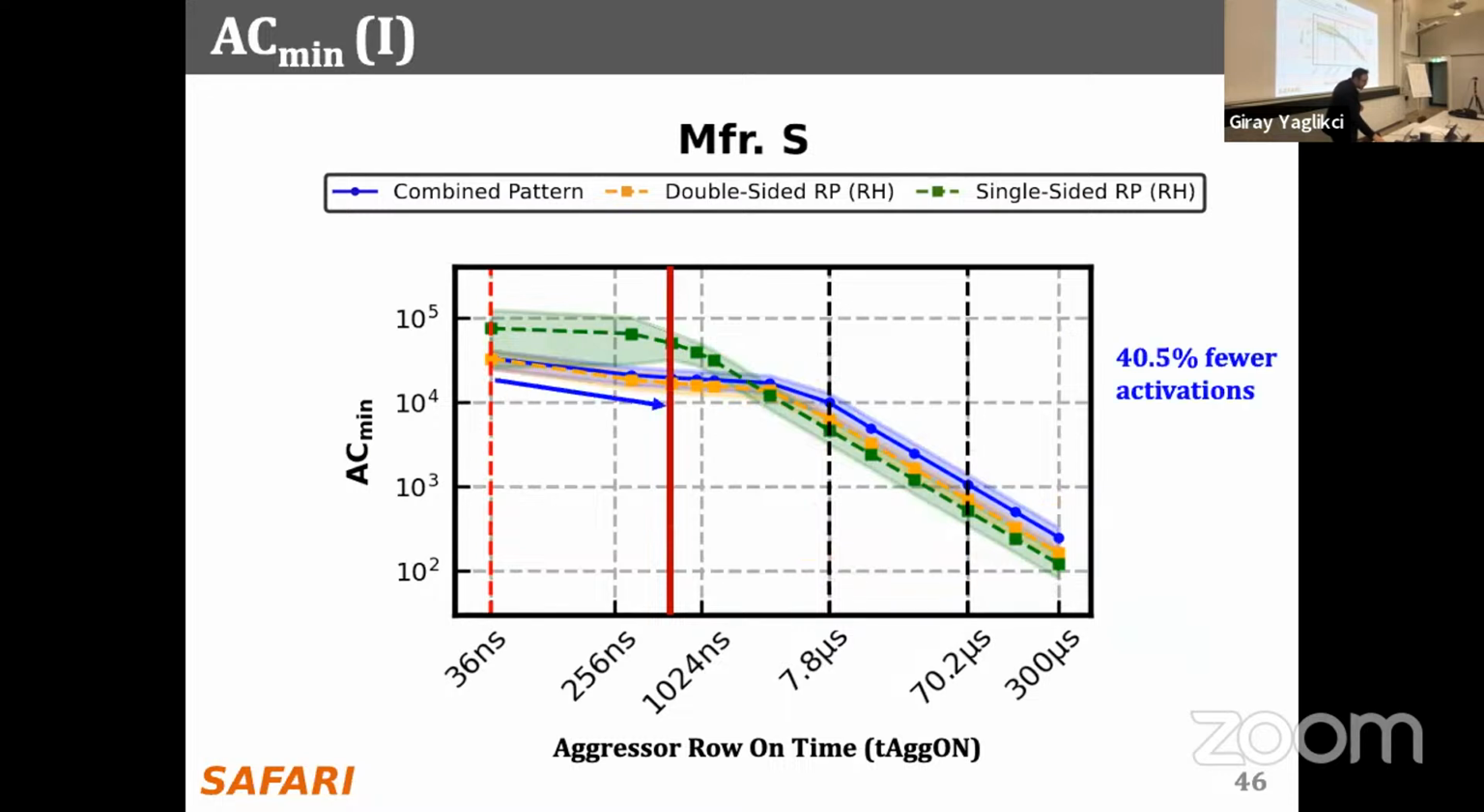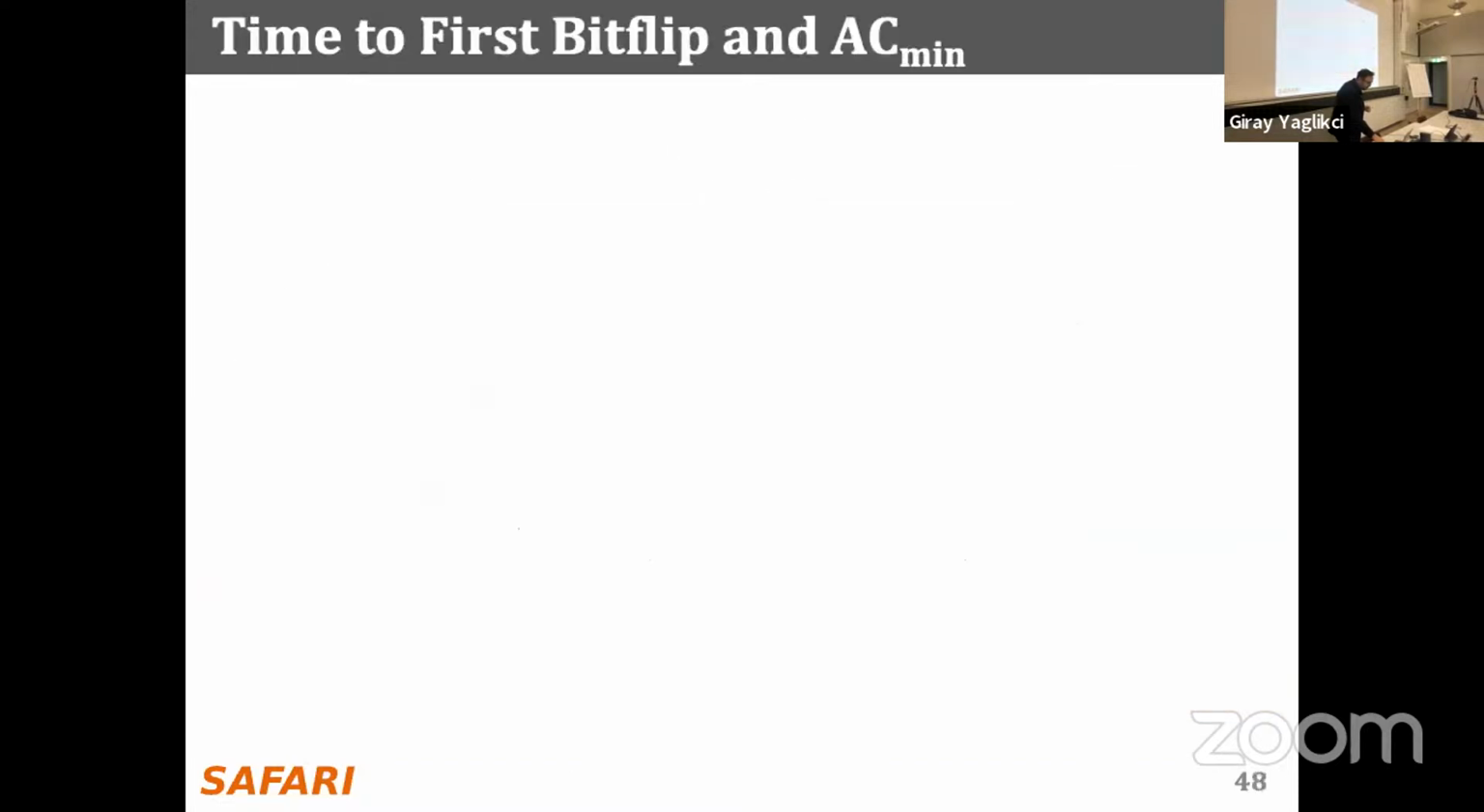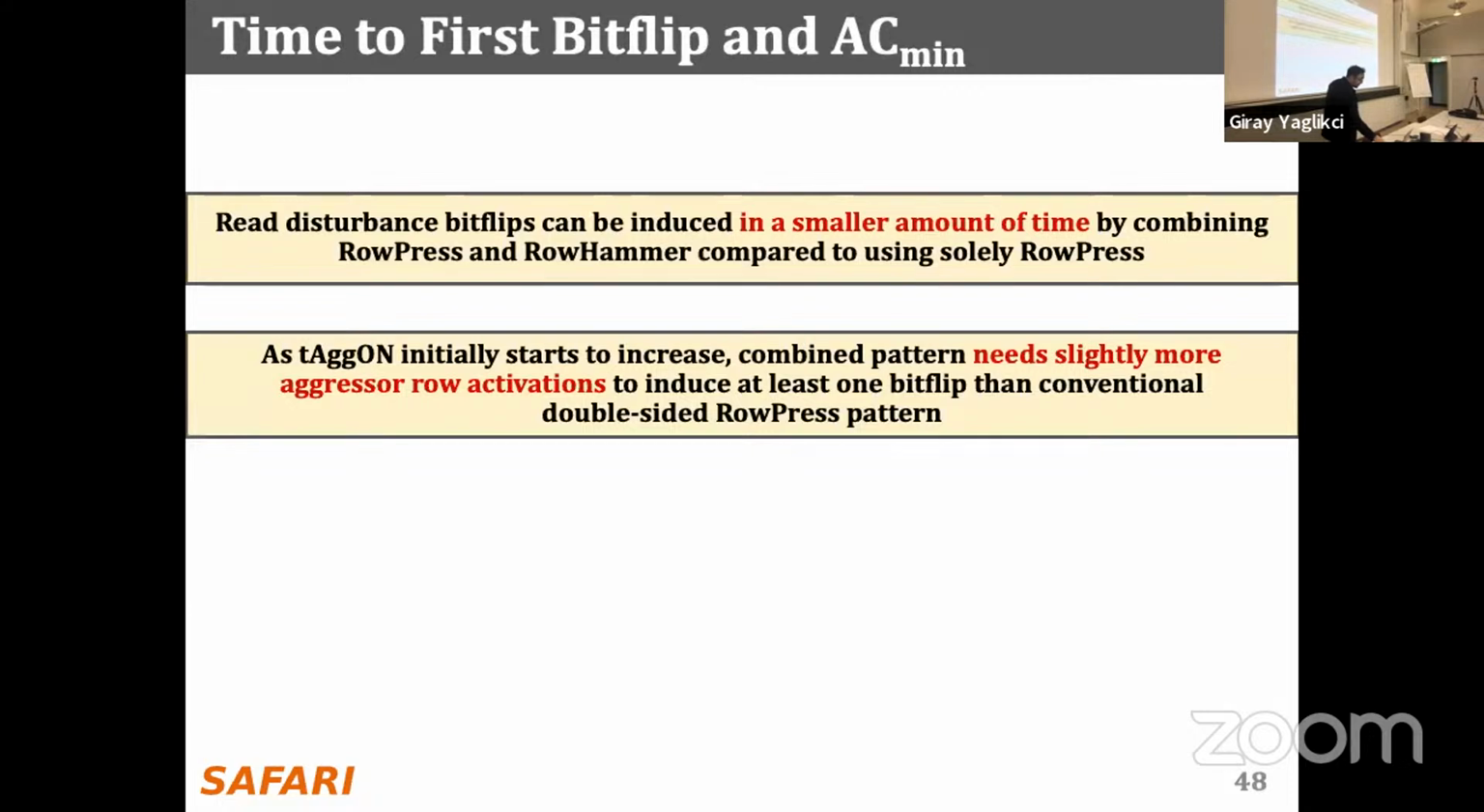Okay, so here we look at the same comparison, but this time for the total activation count, and we see that by combining patterns, you can reduce the necessary activation count quite significantly. While you're pressing one row and hammering the other row, you can reduce the activation count to the level that you're pressing the row. But since you're hammering the other row, the total attack time gets much shorter as well. And this is common across all three manufacturers.